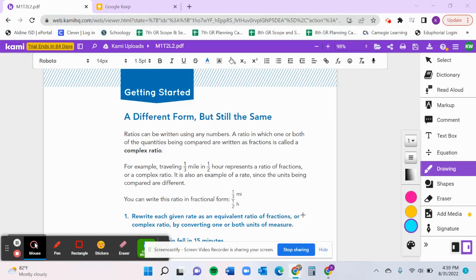This is the Getting Started activity for 7th grade, Module 1, Topic 2, Lesson 2. Go ahead and pause here to read the activity description.